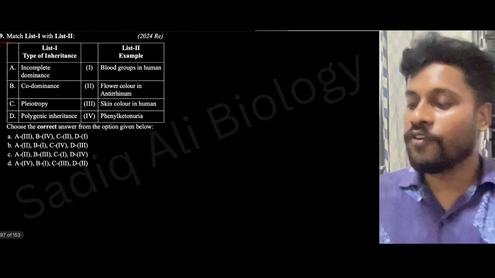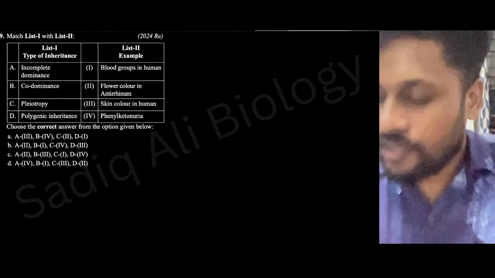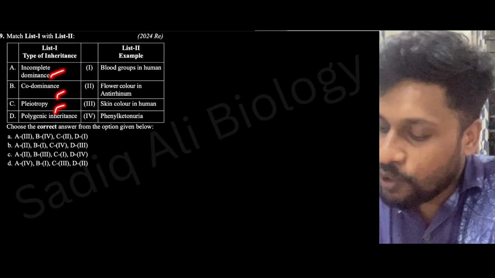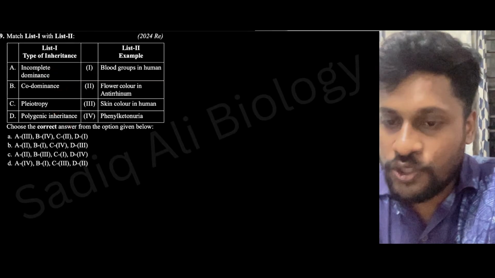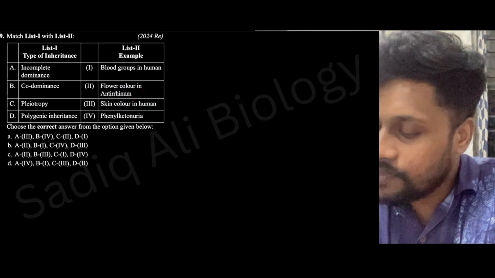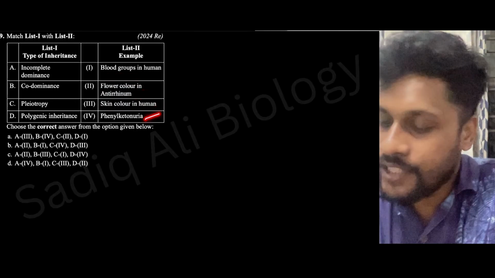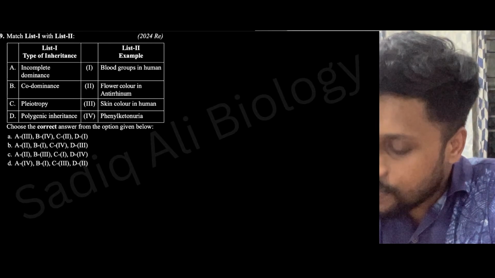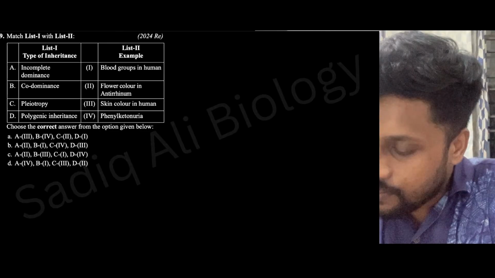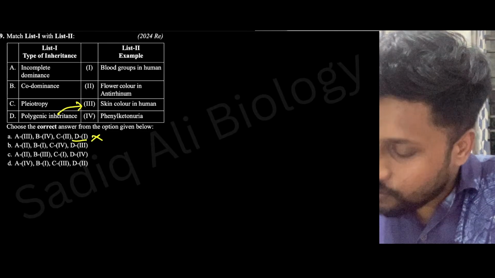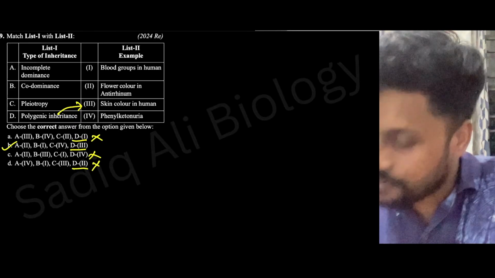39. Match the following. List 1 and list 2. Type of inheritance: incomplete dominance, codominance, pleiotropy, polygenic inheritance. List 2: blood groups in humans, flower color in antirrhinum, skin color in humans, and phenylketonuria. How can we connect, guys? Skin color in human is polygenic inheritance. That is D3. Which options are gone? This gone, this gone. Yes, guys, option 2 will be the answer.